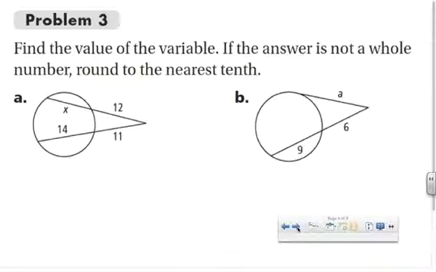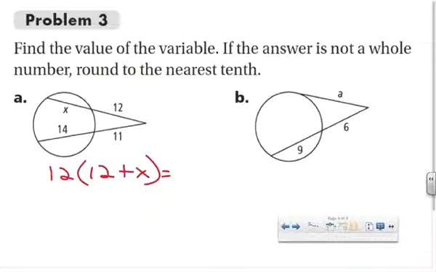What is the external segment for the top secant? The 12. What is the whole secant for that top secant? Careful, not 12x, 12 plus x. Okay, so that's external times whole for one of my secants. I do the same thing with the other secant.